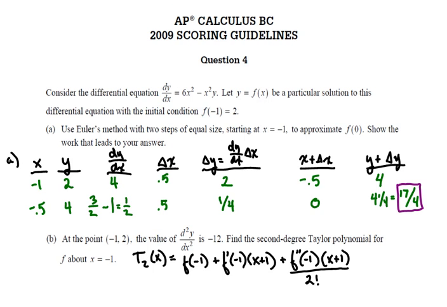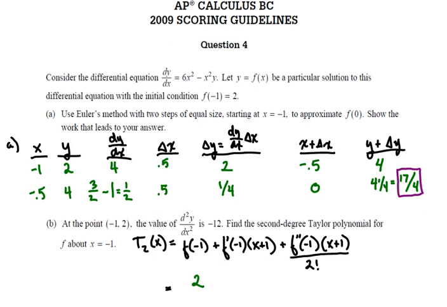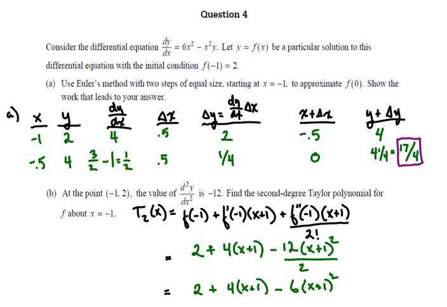Well, we're given that f of negative 1 is equal to 2. F prime at negative 1, which is dy/dx, given x is negative 1, y is 2, is going to be 4. We found this already. And finally, the second derivative at negative 1 comma 2 is negative 12 times x plus 1 divided by 2. And for the final adjustment, the exponent on that second x plus 1 should be squared. So it's 2 plus 4 times x plus 1 minus 6 times x plus 1 quantity squared. And that is our answer to B.